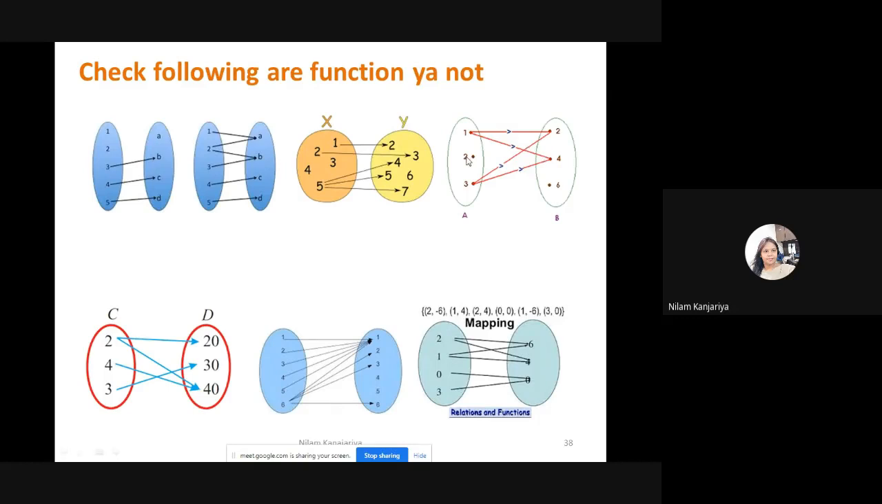This one is not a function. Reason: 4 is not related with any element of B. It is not a function. And the second reason: 1 is related with more than one element of B. So it is not a function. And the last, C and D, is not a function. Okay, do you understand what is a function and what is not? Yes, I understand. So we move on to the next definition.